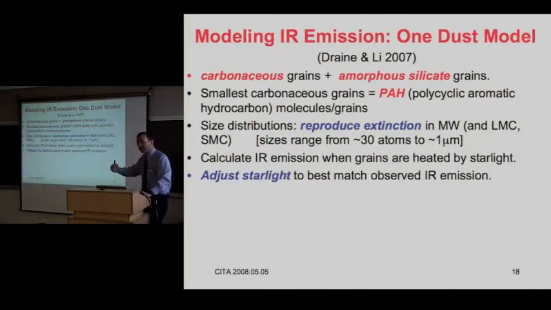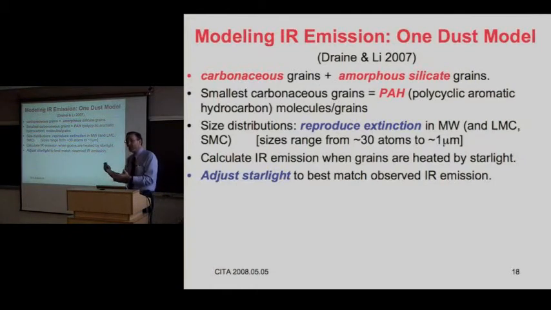We'll say, okay, this is what we're going to assume as a function of wavelength for the dielectric function of amorphous silicate, or this is what we're going to assume as a function of wavelength for the absorption properties of polycyclic aromatic hydrocarbon molecules. And then we'll try to find size distributions that actually reproduce the observed extinction. So we'll now constrain the sizes, and that's the work that Joe Weingartner did. And we find that we can do that.